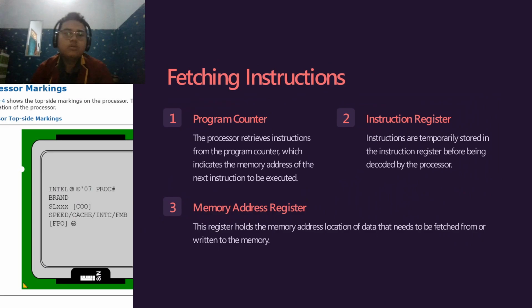In the next slide, the fetching instruction. The first one is the program counter. The processor retrieves instructions from the program counter, which indicates the memory address of the next instruction to be executed. Number two is the instruction register. Instructions are temporarily stored in the instruction register before being decoded by the processor. You can see the component on the picture. And then number three is the memory address register. This register holds the memory address location of data that needs to be fetched from or written to the memory.